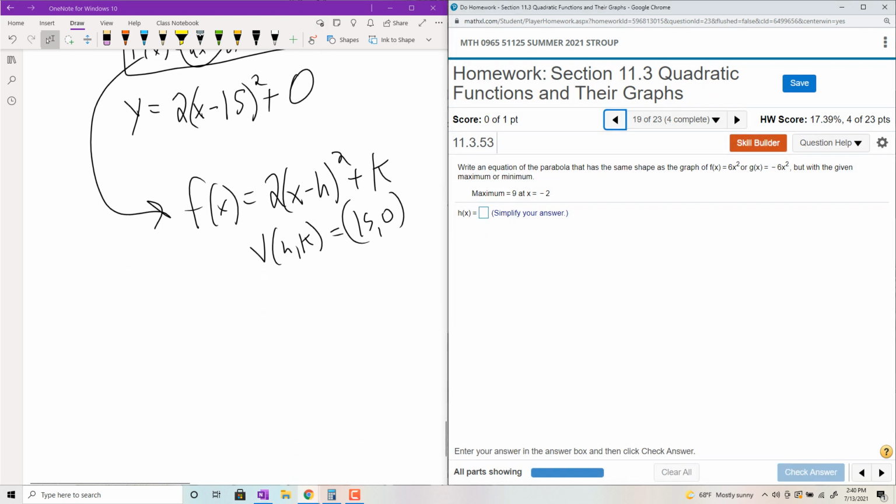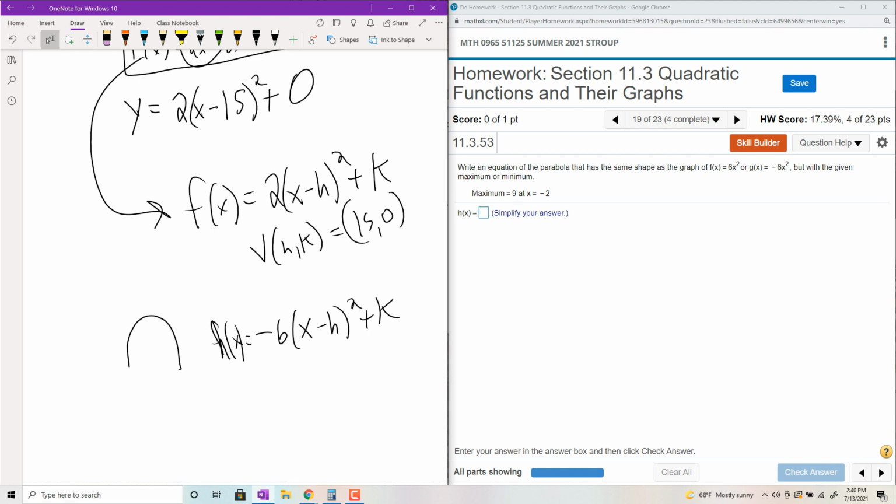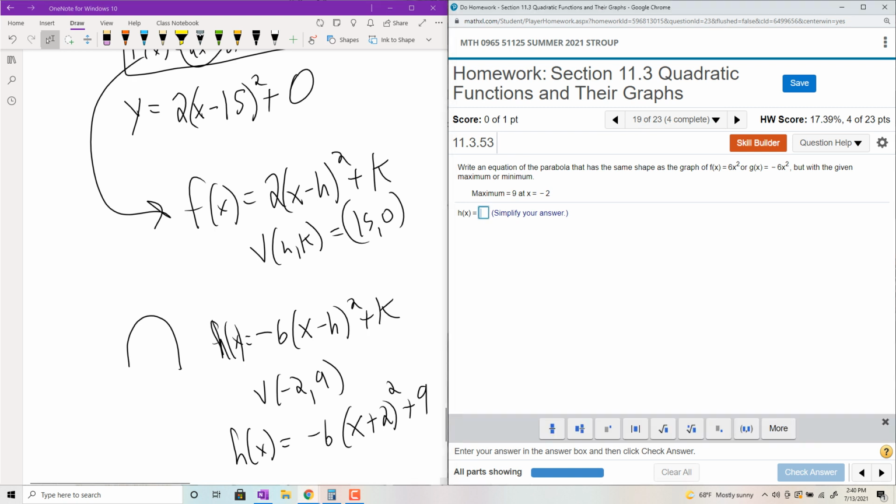Here's another one like that. So it has a maximum, so it's a sad face, so it has to be the negative 6x squared thing. So negative 6 times x minus h squared plus k. So h of x equals that. And then the vertex has to be negative 2 comma 9. So we're looking at negative 6 times x minus negative 2, which will be plus 2, squared, and then plus 9. It's helping me out with extra parentheses that I don't want.